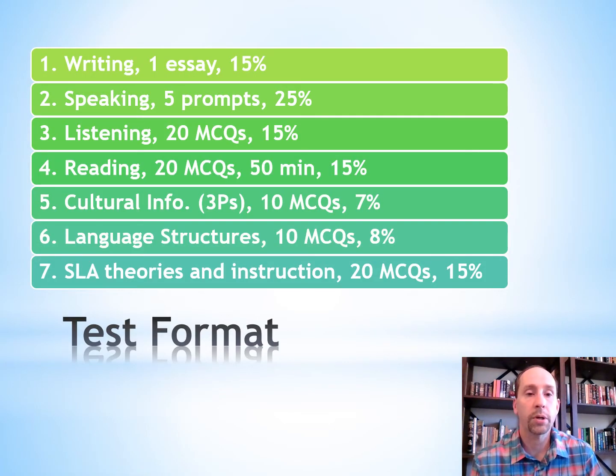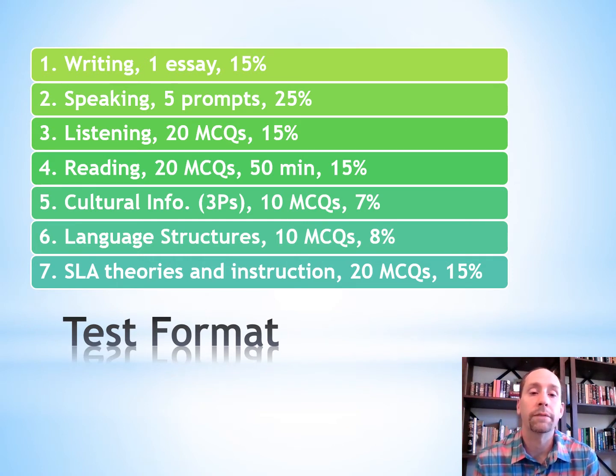All right, so let's break down the test a little bit further. There's going to be one writing prompt, and that's going to make up 15% of your exam. Number two, there's a speaking portion. There's five prompts, and that makes up 25% of your overall test score. Up next is the listening, 20 multiple choice questions, 15%. Reading, 20 multiple choice questions. It's going to take you about 50 minutes, and that's also 15% of your grade.